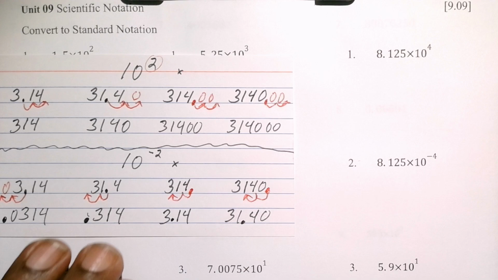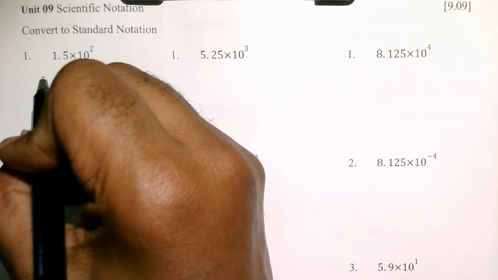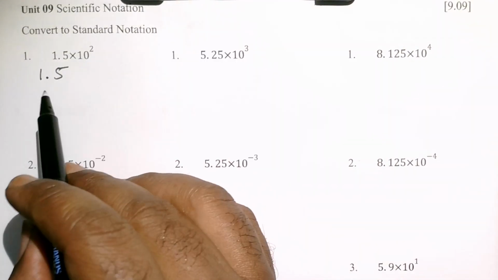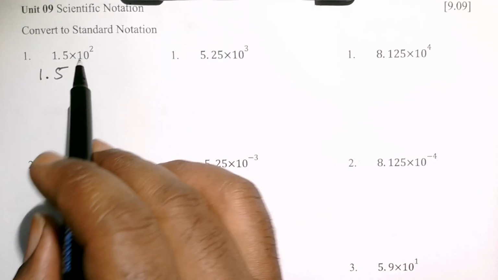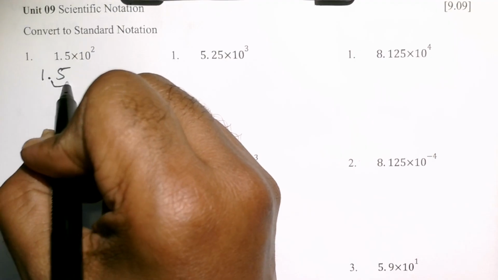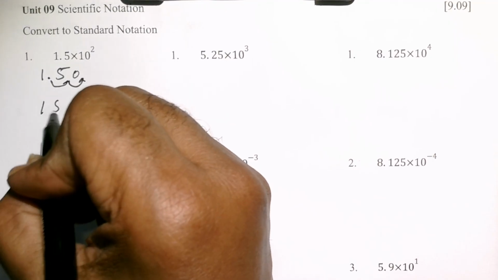Alright, now let's take numbers that are in scientific notation and write them in standard form. So this is 1.5, and the second power means it needs to make this number larger, or this is representing a larger number. So we're going to move it twice to the right. 1, and then add a 0, and we get 2 moves. So it ends up being 150.